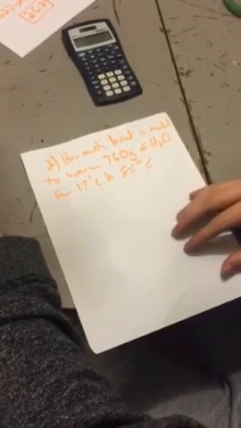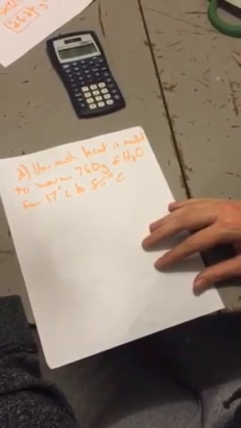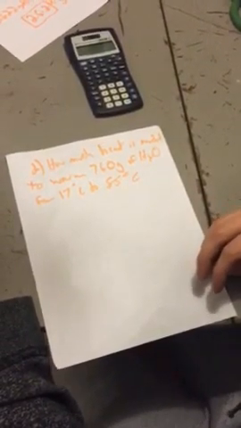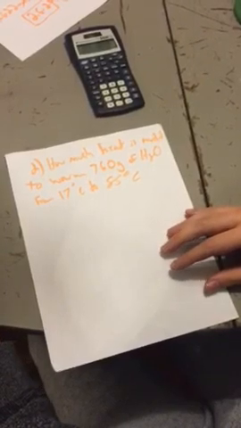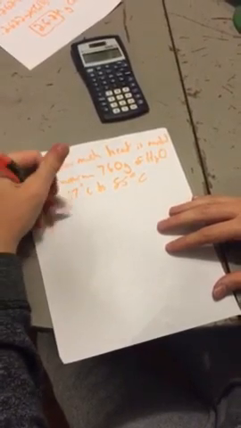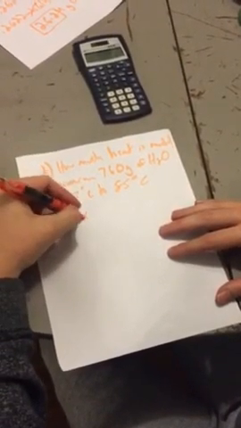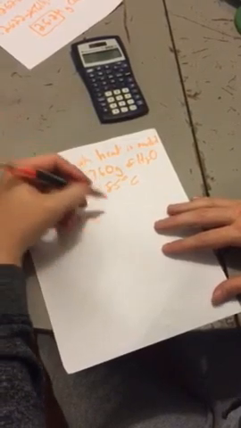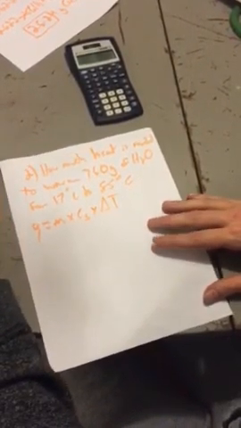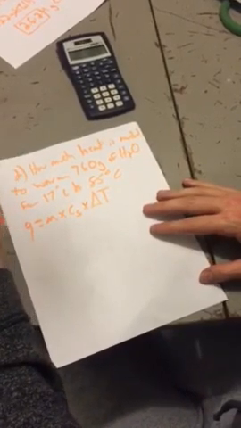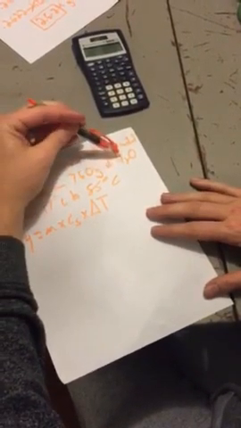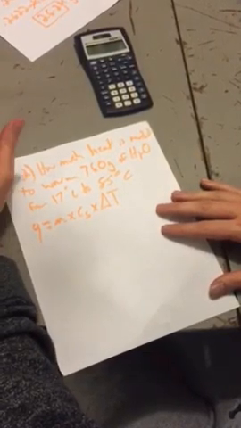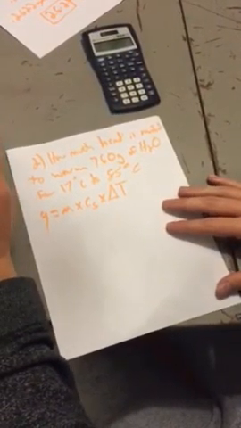All right, chapter 5: how much heat is needed to warm 760 grams of H2O from 17 degrees Celsius to 85 degrees Celsius? We're trying to find how much heat is needed to warm an object, so we're going to use the equation Q equals mass times specific heat times change in temperature. Fortunately, we were given everything except the specific heat. The specific heat of water is 4.18 joules per gram per Kelvin.